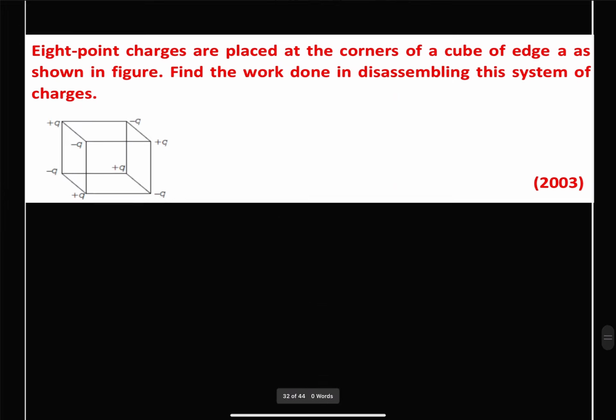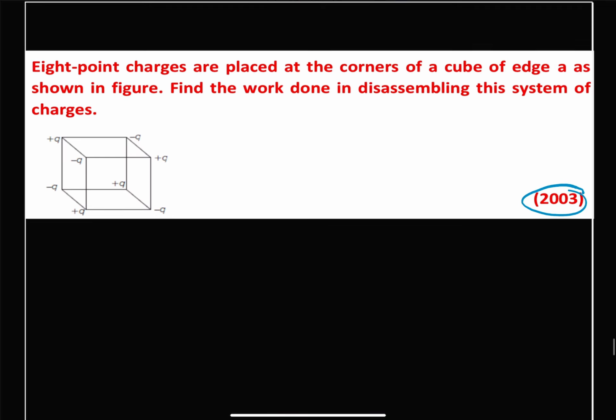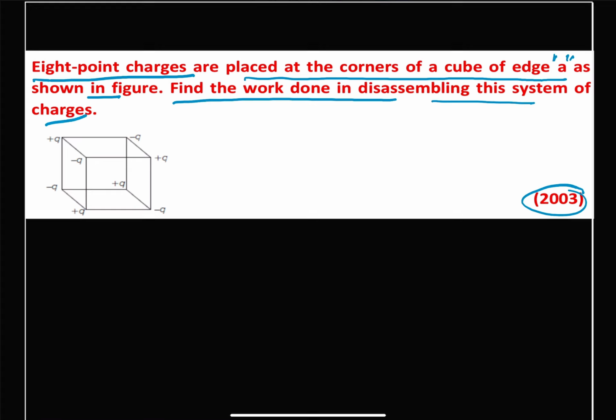Next question. It was asked in the year 2003, and it states that 8 point charges are placed in the corners of a cube of side a as shown in the figure. Find the work done in disassembling this system of charges. So we are given a cube whose side is given as a.